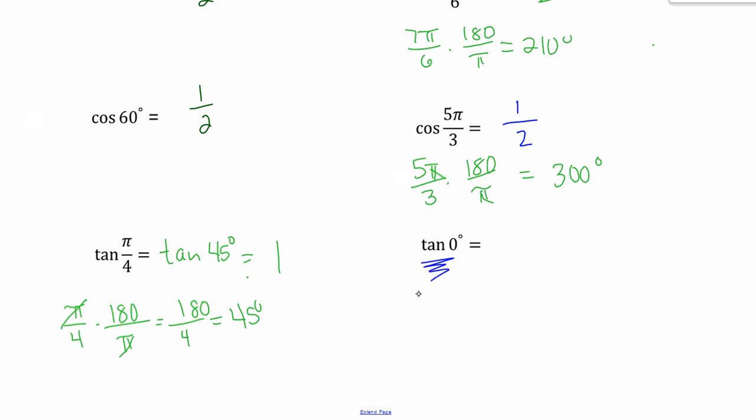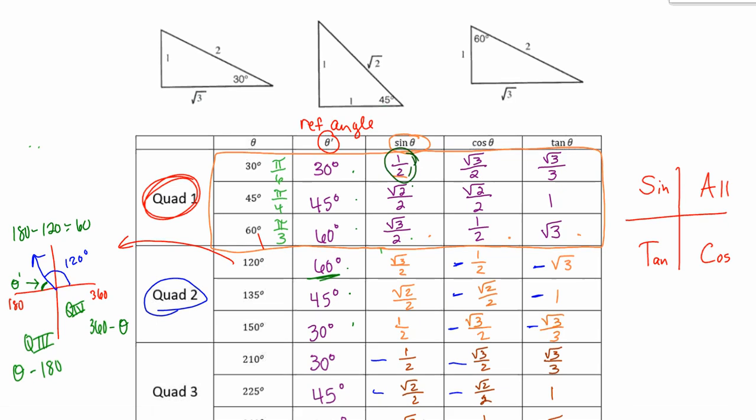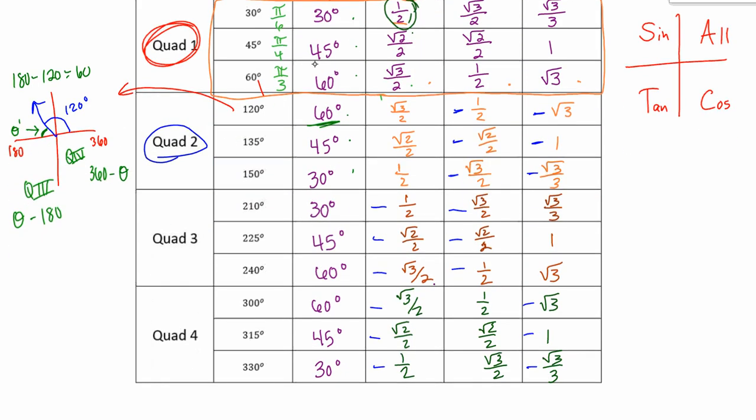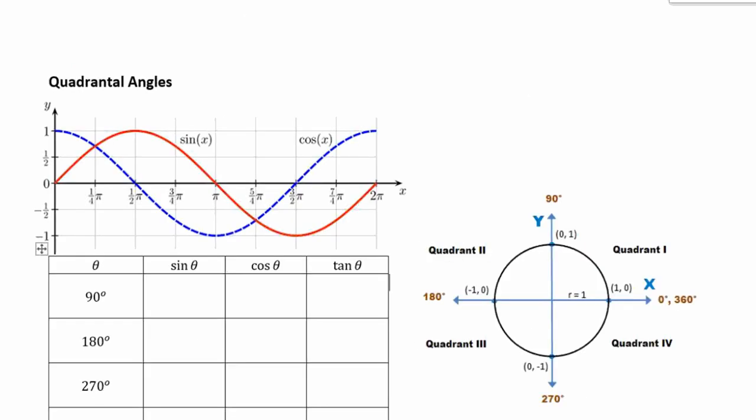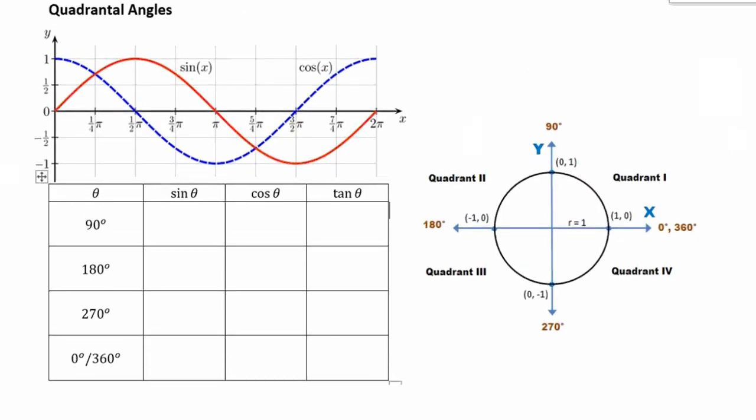Now this one's a little bit different. Tangent of 0. You'll notice in our table here that there wasn't 0. We were all multiples of 30, 45, or 60, and there were no zeros. There's also no 90s, 180s, 270s, or 360s. Those are what are called quadrantal angles. So that's where this new thing comes in today. Now, quadrantal angles, there are no reference angles. There's no reference to them. You just have to understand the relationship between the trig functions and those specific values.